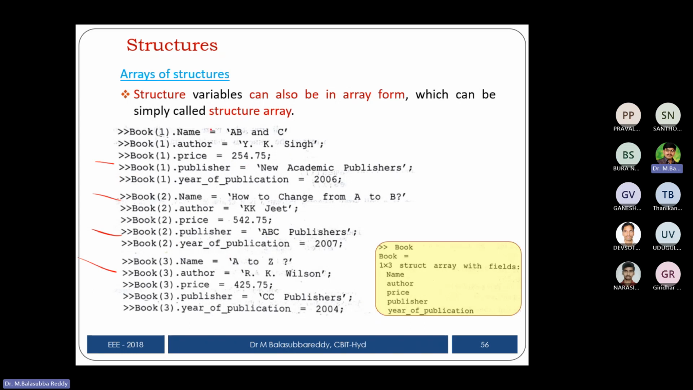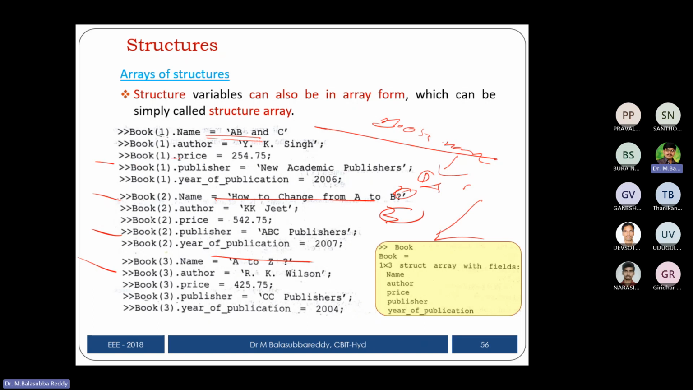And while you are searching book dot name, what will it return? It will return all the titles. Suppose the first name is A, B, and C, the second name may be this, the third name may be this. Something like that. So the titles of the book names will be displayed.